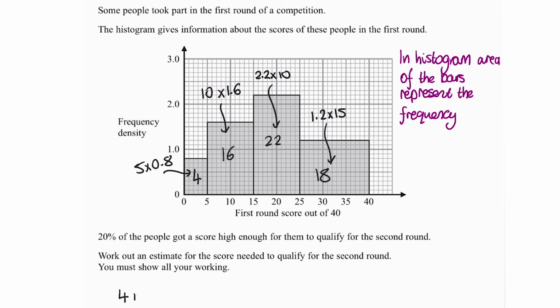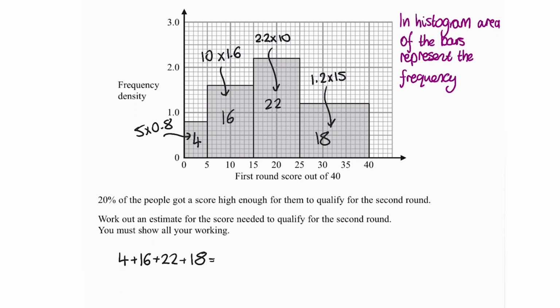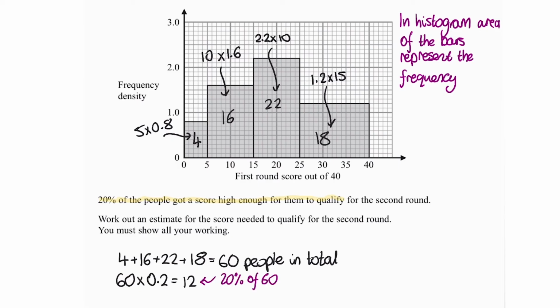So how many people were there in total? That's going to be 4 plus 16 plus 22 plus 18, giving a value of 60. So there are 60 people in total. Now we're told that 20% of them got a score high enough to qualify. So 20% of 60, if you do 60 multiplied by 0.2 is 12. So we know that the top 12 people qualified. So this top box has 18 people in it.